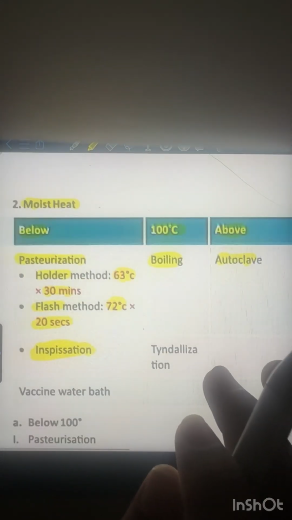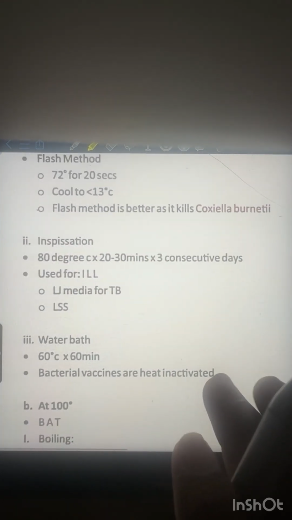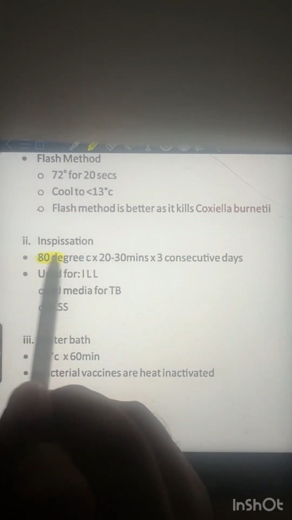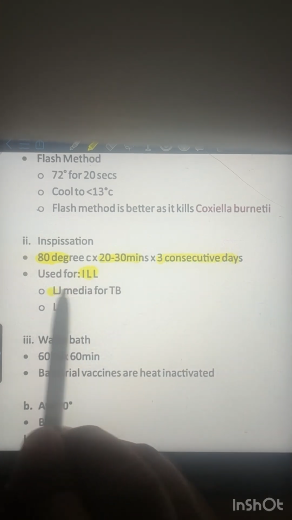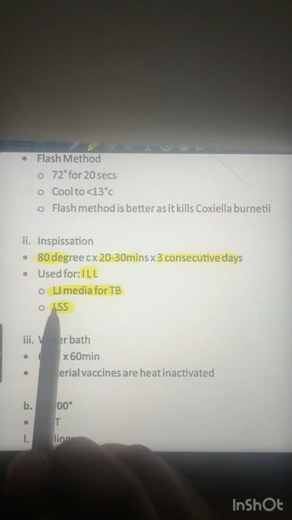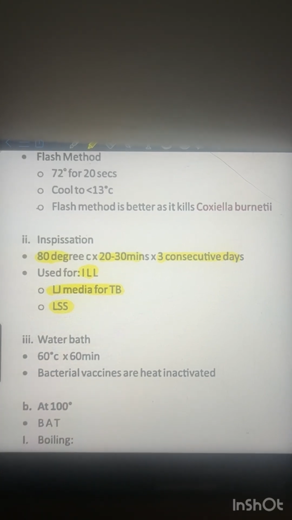So what is the use of inspissation? Two examples that you have to consider. There are two L's actually, and that is why we always give the mnemonic of ill for this. Inspissation is used for two L media. One of them is the LJ media. I hope you remember LJ media is used for tuberculosis detection, and the other one is Loeffler's serum slope, and that is used for Corynebacterium diphtheriae. So the two L's are going to be sterilized by inspissation.